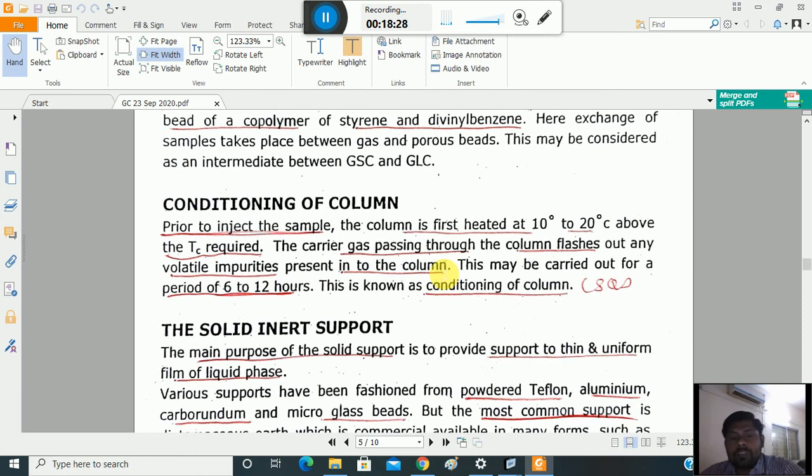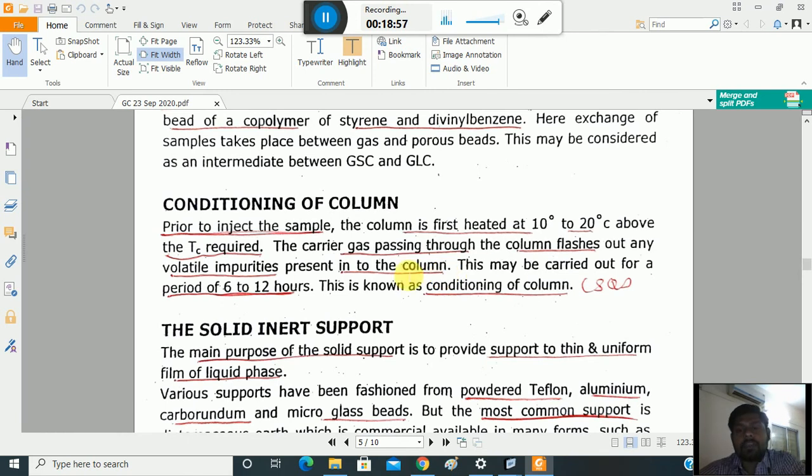What happens when you heat the column 10 to 20 degrees above the critical temperature? The impurities that are already present in the column, when you pass the carrier gas, because of that high temperature, those impurities are flushed out, that means removed from the column, and that's why the column is clean for the analysis of the sample. That's why it is called conditioning of the column. Okay, that is removal of interferences or some impurities from the column.